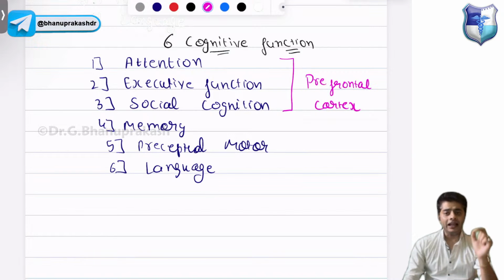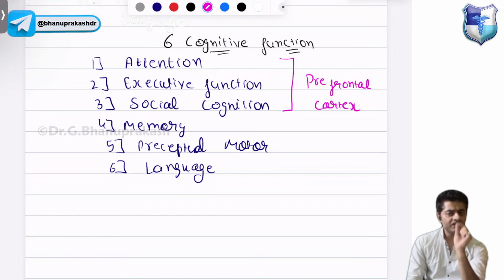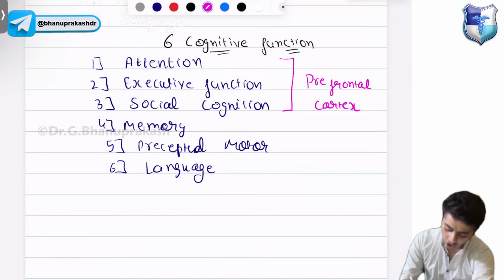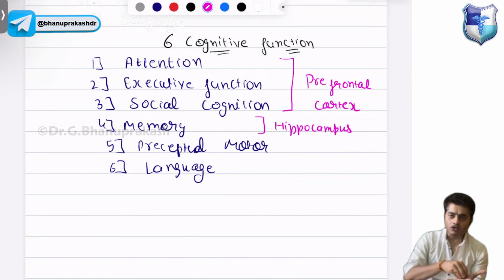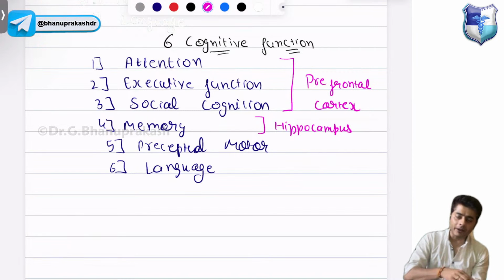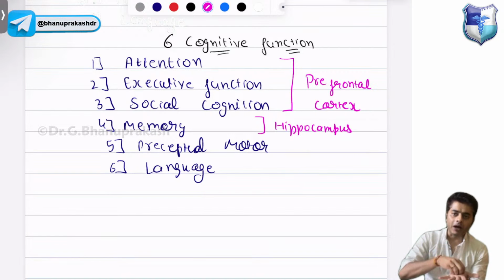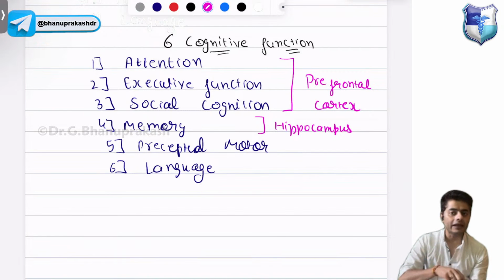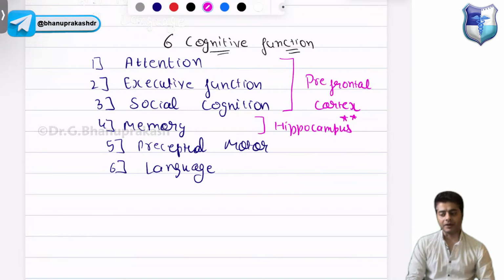Now tell me which part of your brain controls memory? Which is the most important part of your brain for memory? It is your medial temporal lobe, that is your hippocampus. Because the hippocampus is a storehouse of short-term memory. And if you are storing short-term memory, after that it will convert into long-term memory. So short-term memory is really important. So the most important part of your brain for memory is your hippocampus.